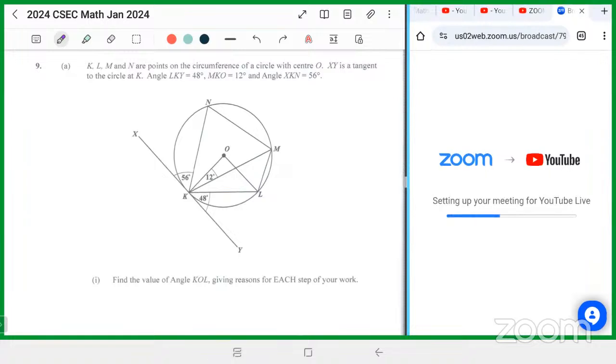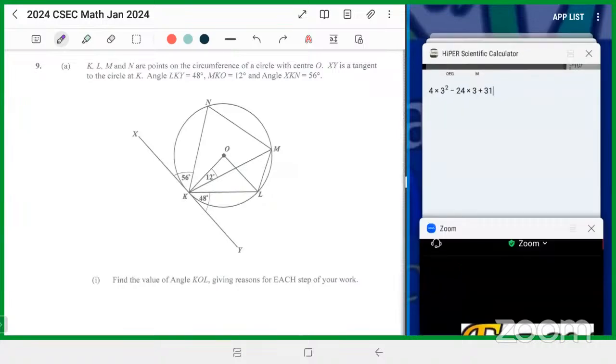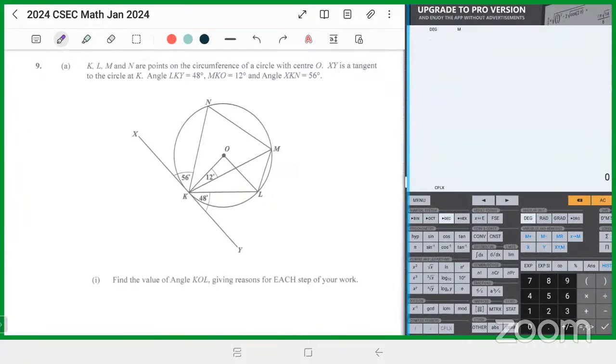Guys, and now at number 9, we see a nice looking circle theory question on the screen. Let's read. It says K, L, M, and N are points on the circumference of a circle, center O. XY is a tangent to the circle at K, and angle LKY is 40 degrees. That's right here, the angle between this tangent and this chord is 40 degrees.